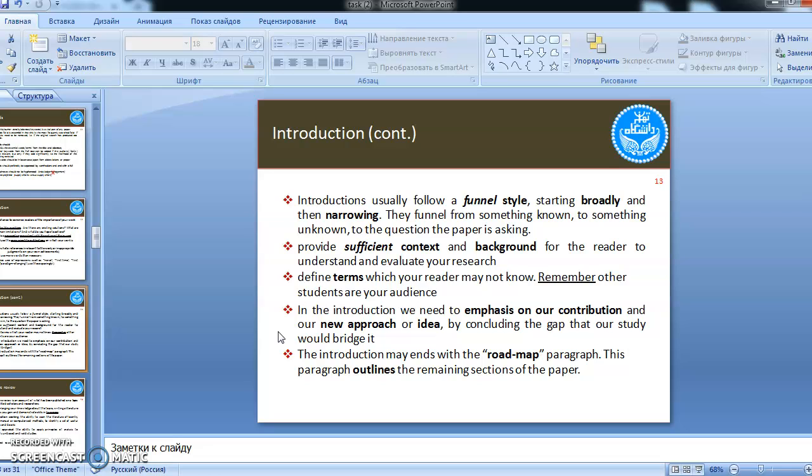An introduction may also end with a roadmap paragraph. This paragraph outlines the remaining sections of the paper, in other words.